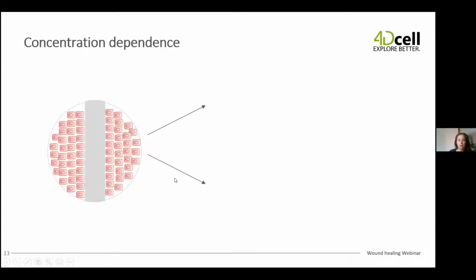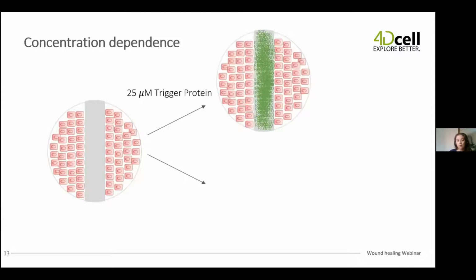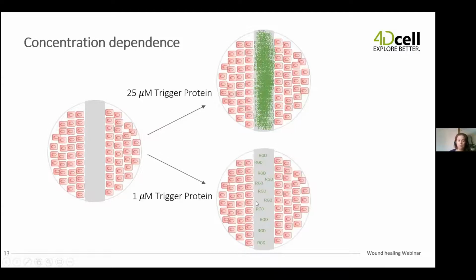So we think that this difference in the concentration is happening because when you use 25 micromolar, you're really saturating the surface so the cells are able to adhere all over the surface. But if you use a much lower concentration, such as 1 micromolar, you reduce the amount of attachment points that the cells have because you're adding fewer trigger proteins. And so this can allow migration for cells that need fewer attachment points.